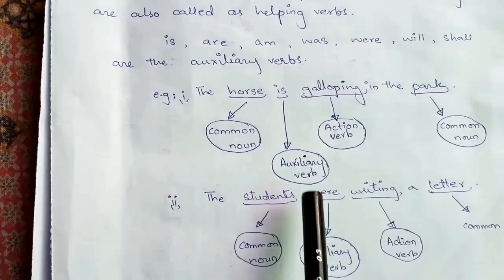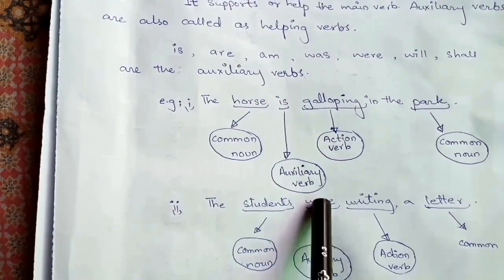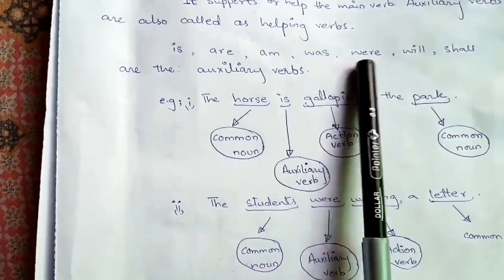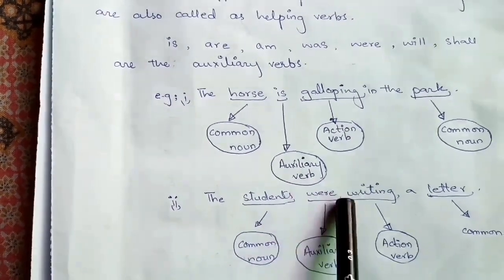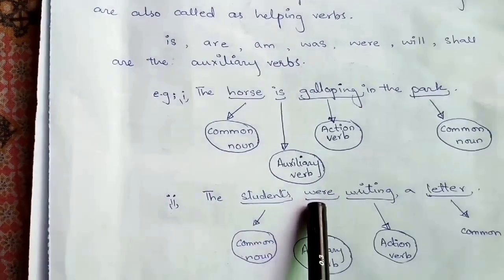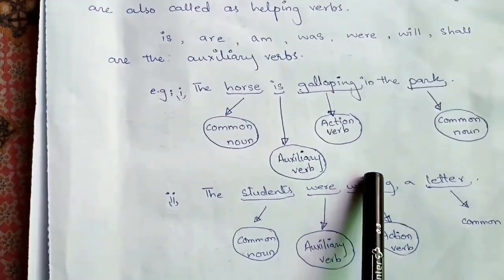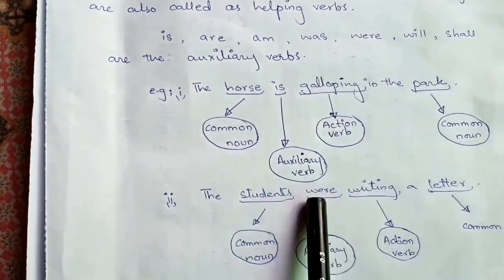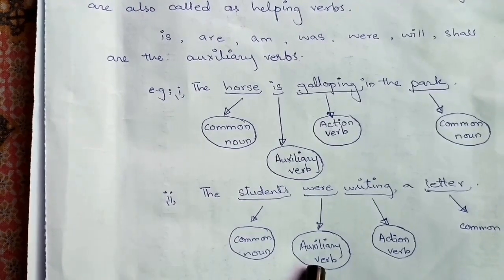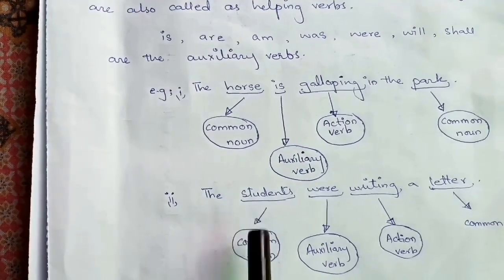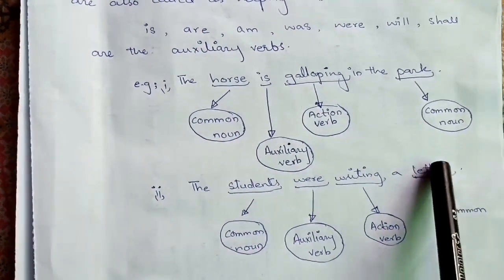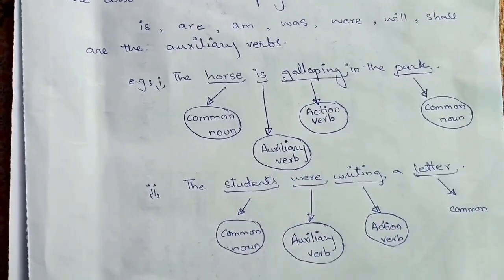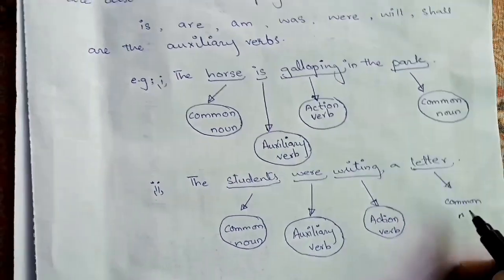And where is the clue? Were. What is the clue? See, I have mentioned in the clue words. So this is the supporting word or the helping verb which is supporting the word writing. So verb will be the auxiliary verb, and students are called as the common noun. Letter is also the common noun.